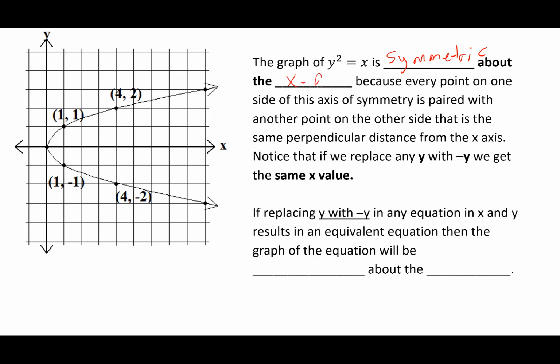And you can see that from the picture. For every point down here, there's another point just like it, same distance away from the x-axis. Same thing with this point, any point on this graph, there's always one just like it on the opposite side of the x-axis, same distance away. So that's why it's symmetric about the x-axis.